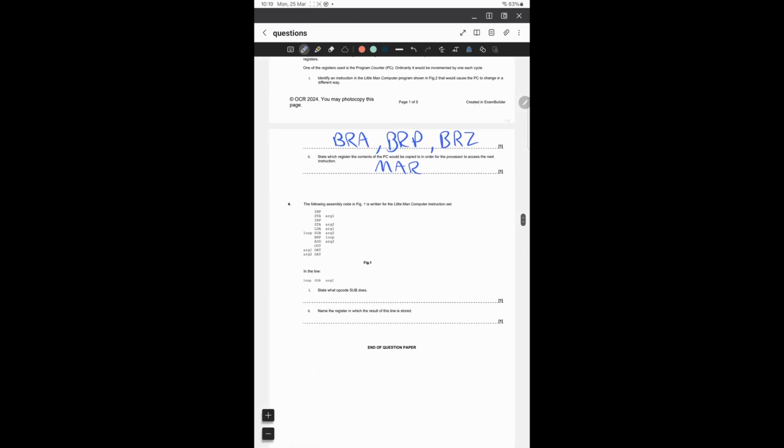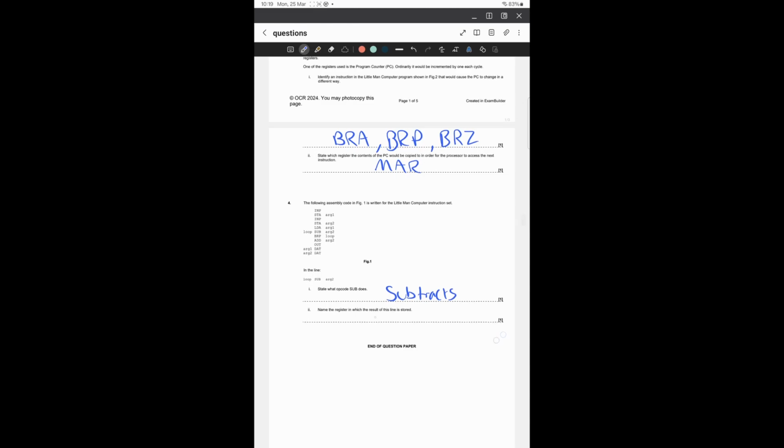Then we've got a nice easy question here. We've got LMC again. What does SUB do? So it subtracts. So we can just put subtracts. And state the name of the register the result is stored in. Any mathematical or logical result is stored in the accumulator. So we can just put accumulator. And there's our answers there. And that's it for this set of questions.